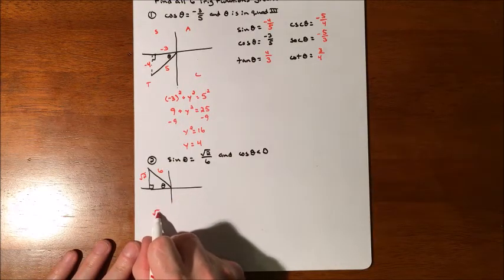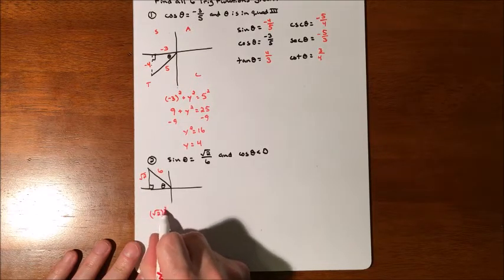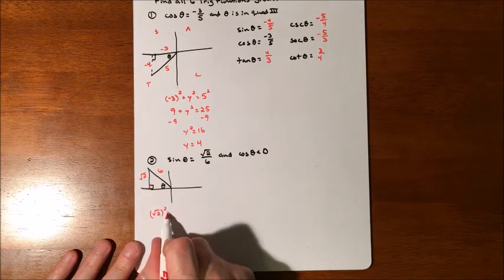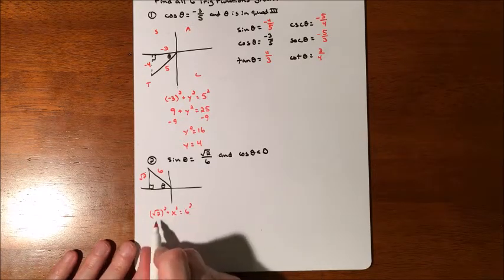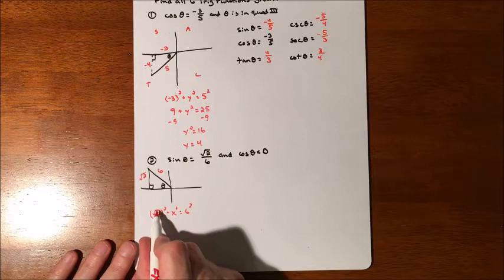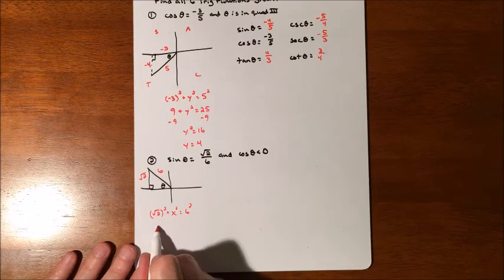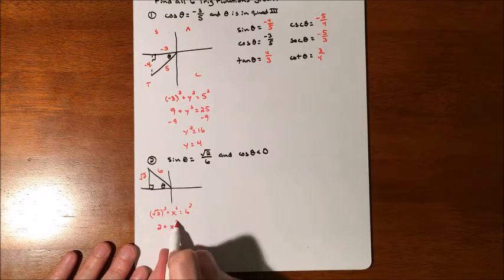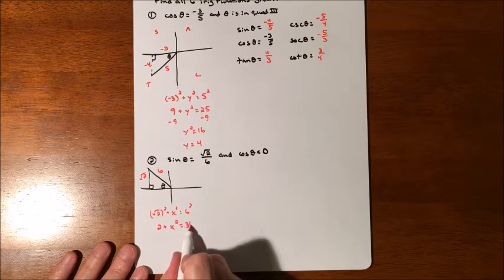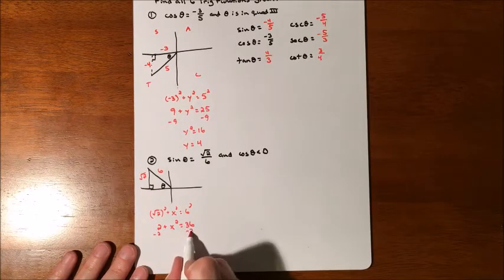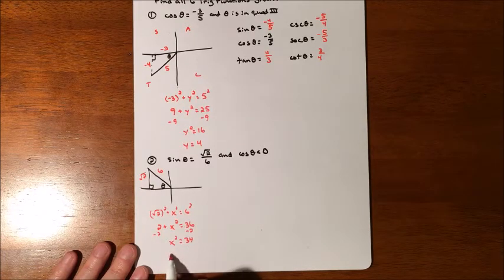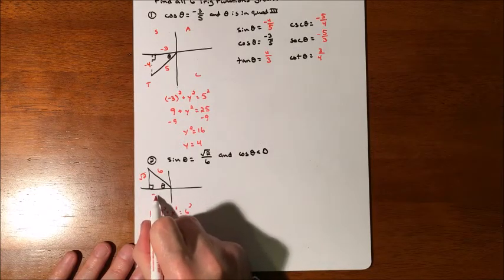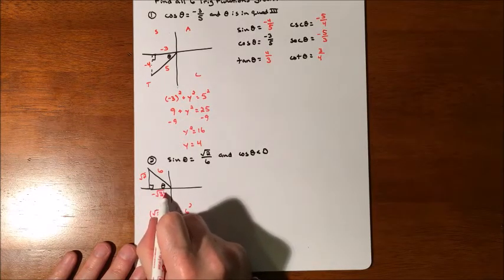So I'm looking to do √2 leg squared plus leg squared, which is our x, don't know, equals our hypotenuse squared. So the square root and square cancel each other, so it's 2 plus x squared equals 36. Subtract 2, and you are getting x squared equaling 34. So our x equals square root of 34. And we'll put the negative on it.